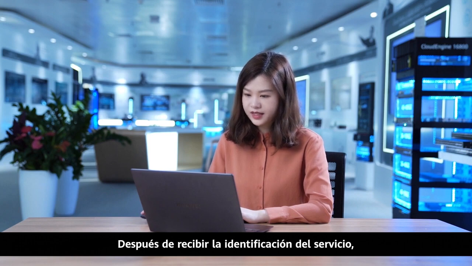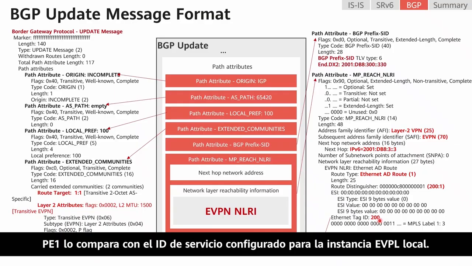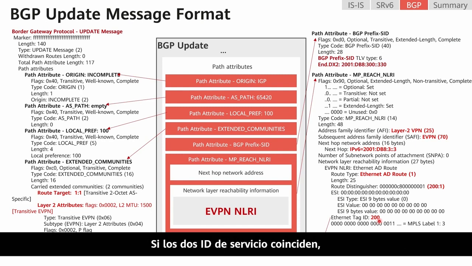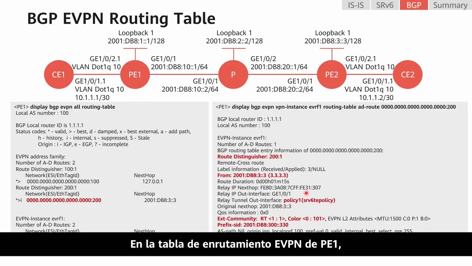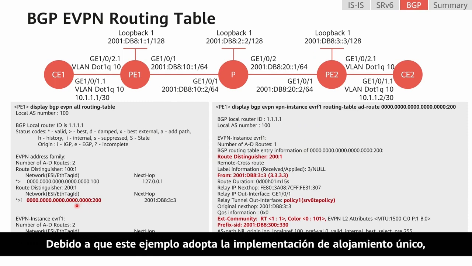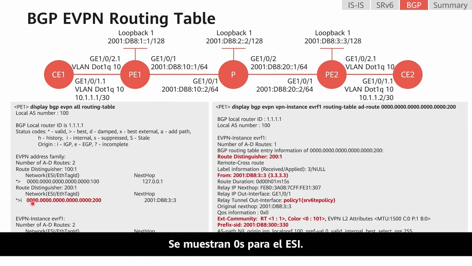After receiving the service ID, P1 matches it against the service ID configured for the local EVPL instance. If the two service IDs match each other, then a VPWS connection is established. In the EVPN routing table of P1, we can see type 1 Ethernet AD route information, which contains the ESI and service ID configured on P2.